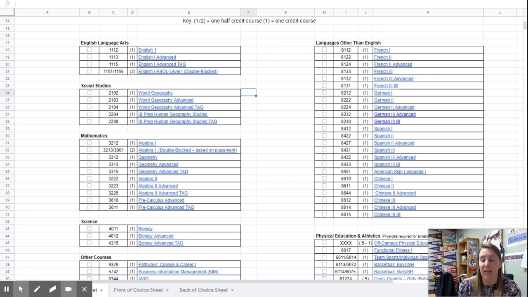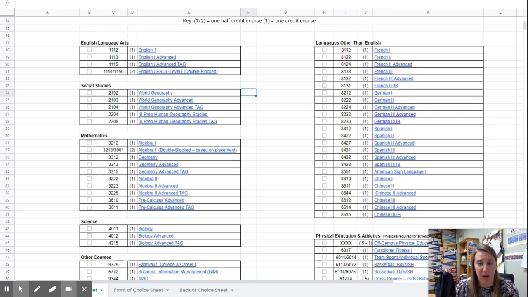For Spanish, again, if you haven't taken a language and you want to start, you'll pick Spanish 1. If you have Spanish 1 credit, so you just finished with Spanish 1B, you're going to pick one of our Spanish 2s, either grade level or advanced. If you already have Spanish 2 credit, you can pick between one of our 3 Spanish 3s.